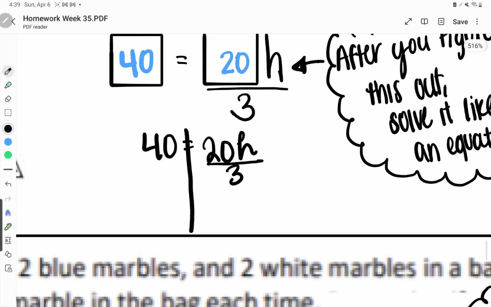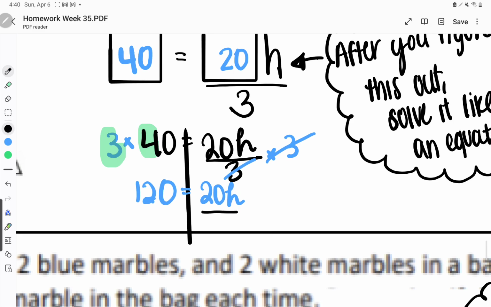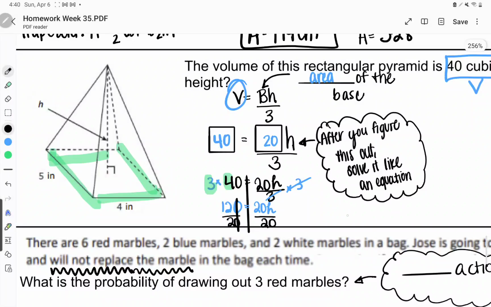Draw a line through your equal sign. The first thing we do is we get rid of this division right here. And how do you get rid of division? We multiply. So you would multiply both sides by 3. Well, 3 times 4 gives me 12. And then I just tack on the 0, and that gives me 120 equals 20h, because these 3's canceled out. Now, what do we do? Divide both sides by 20. These zeros can cross out, and so that gives me 12 divided by 2, which gives me a height of 6.